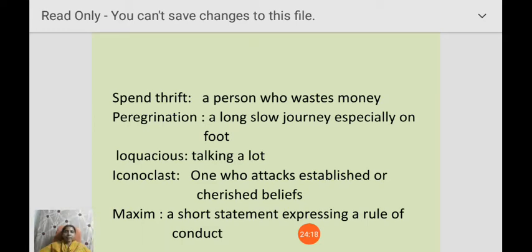Peregrination: a long, slow journey, especially on foot. So if a person takes a long and slow journey on foot, we call it peregrination. Loquacious: talking a lot. We can say talkative. Talks unnecessarily. Okay.